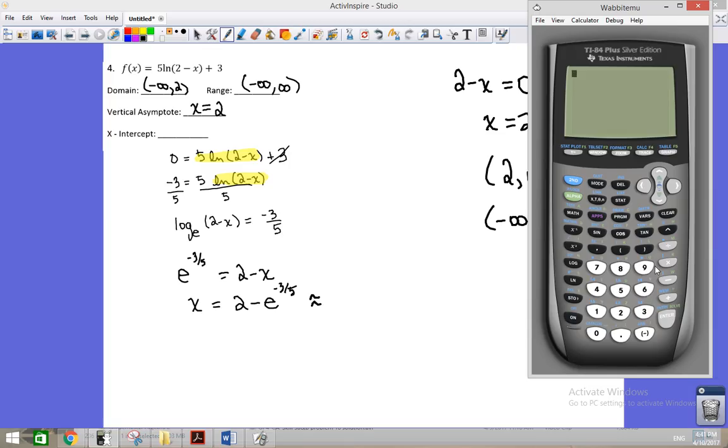So let's use our calculator and take 2 minus e to the exponent negative 3/5. I'll take just 2 decimals. My gosh, I doubt if I can graph it by hand much more accurately than 1 decimal. 1.45. Like I say, I'm really just going to call that 1.5 if I go to plot a point. So x equals 1.45 is good enough.